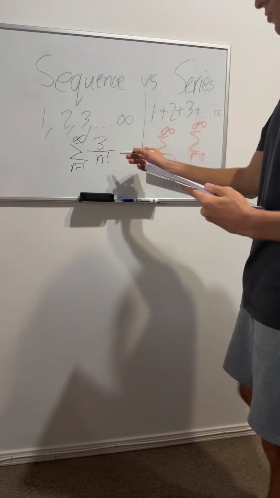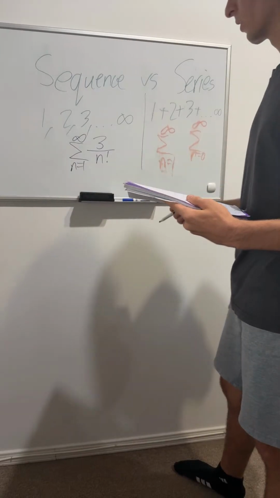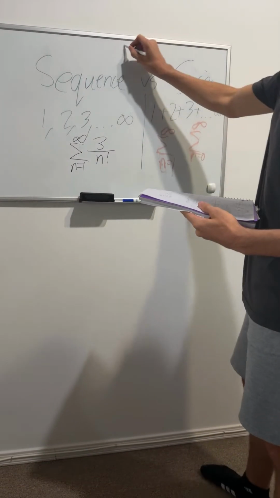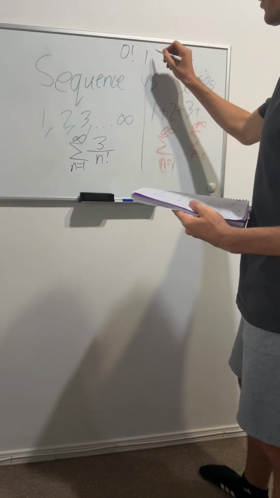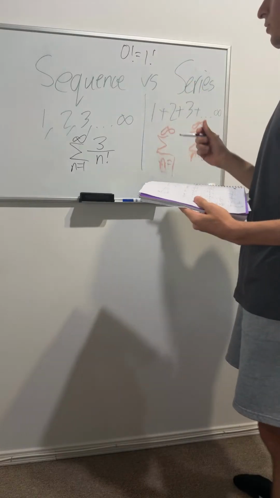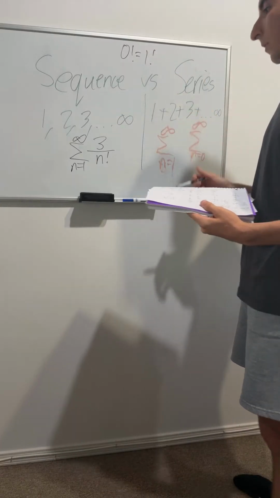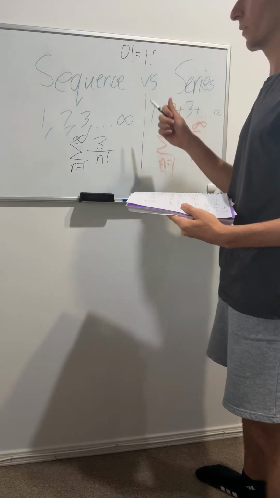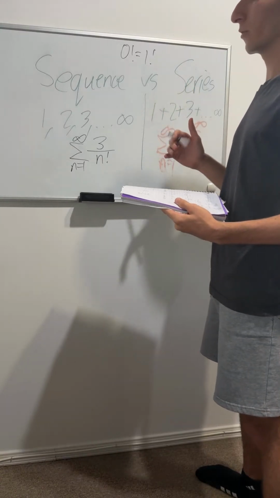Okay, let me just explain what the factorial even means. So a factorial, basically, say you have 0 factorial or 1 factorial. These both are equal to each other because they're both equal to 1. I won't get too deep into it, but yeah, 0 factorial and 1 factorial.